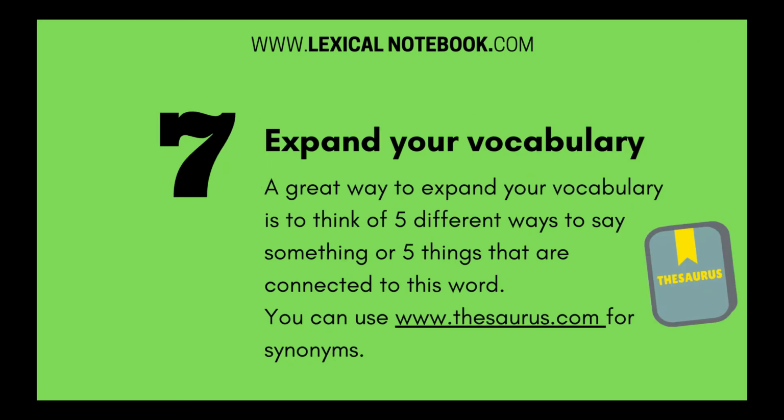Tip number 7. Expand your vocabulary. A great way to expand your vocabulary is to think of 5 different ways to say something, or 5 things that are connected to these words. You can use a website like Thesaurus.com for synonyms to check 5 different ways to say a word.